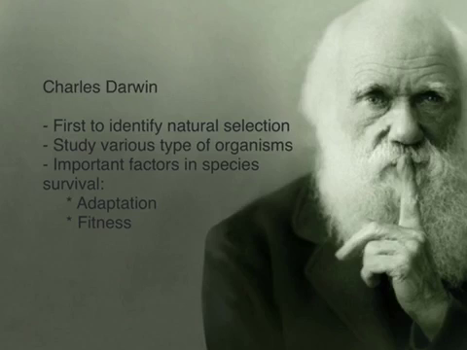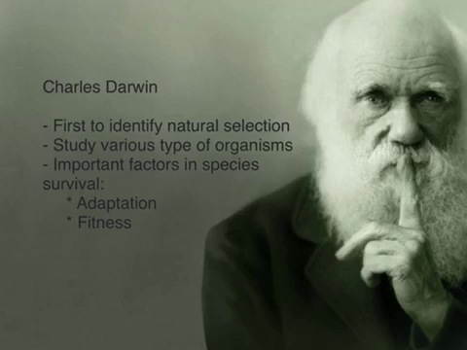To start off, here's a little history on how sex role reversal started. Charles Darwin was the first to identify the natural selection process in his 1859 book On the Origin of Species by Natural Selection. You can say he became obsessed with observing nature. Therefore, he studied various types of organisms to understand natural selection better.